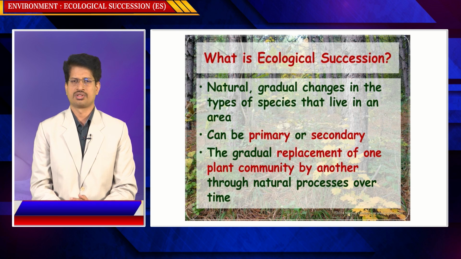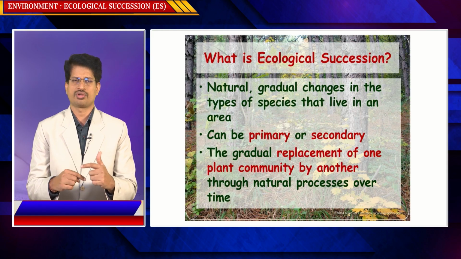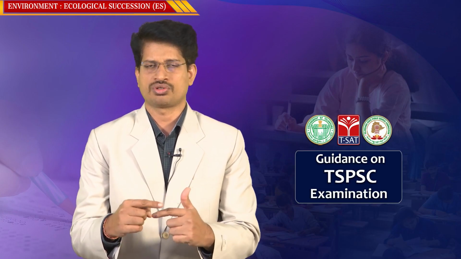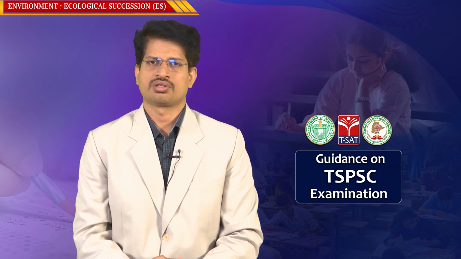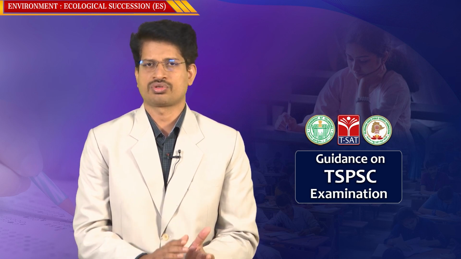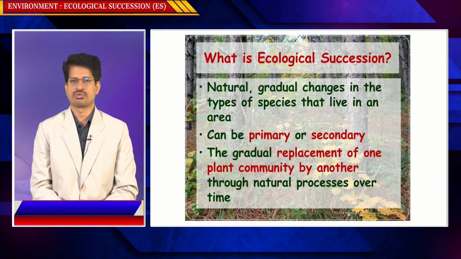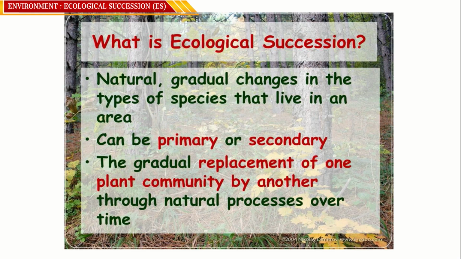There is a gradual change in the type of species because, in the process of adaptation, one species transforms into another species. So there will be a change in the species composition in an environment in the process of succession, in the process of converting from pioneer species to climax species, from simple to complex. Succession can be primary or secondary. Just now we have discussed that succession can be primary succession or secondary succession. It is the gradual replacement of one plant community by another through natural processes over time.